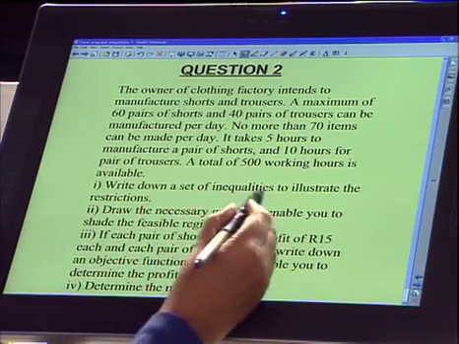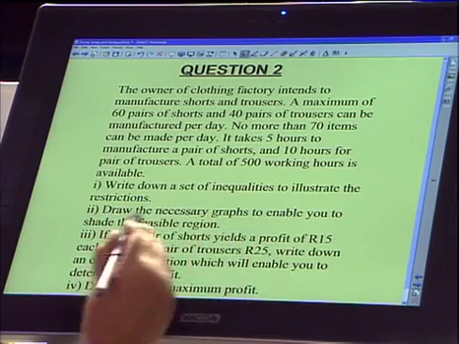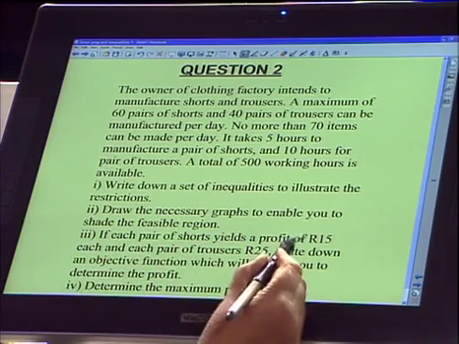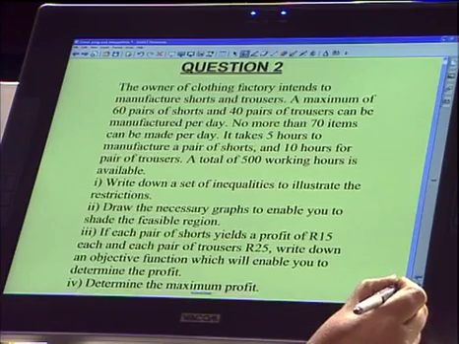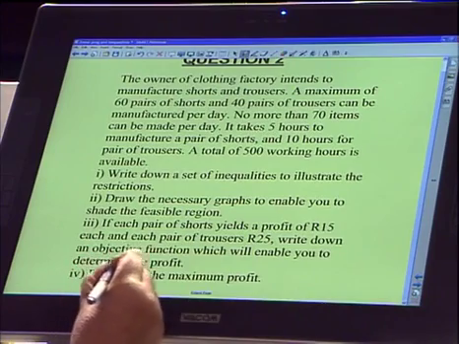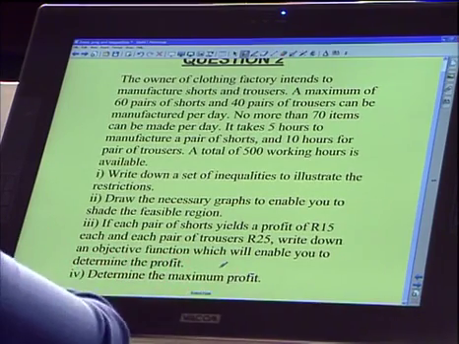Write down a set of inequalities to illustrate the restrictions. Draw the necessary graph to enable you to shade the feasible region. And if each pair of shorts yields a profit of 15 Rand each and each pair of trousers 25 Rand, calculate an objective function which will enable you to determine the profit. Determine the maximum profit. Now, my goodness me, how do you even start to deal with something like that?